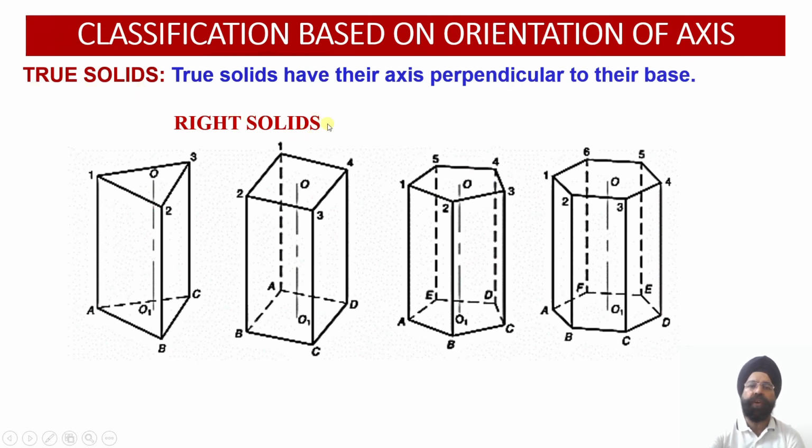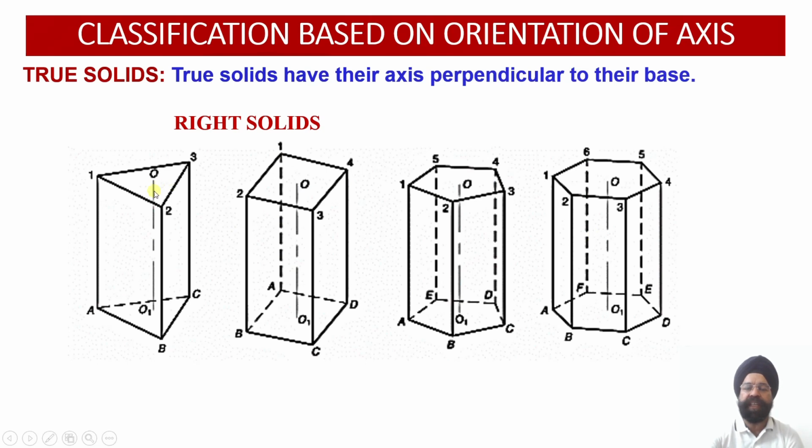A true solid or a right solid is one which has its axis perpendicular to its base. Here you can see a number of prisms shown, in which we can observe that in every case the axis of the solid is perpendicular to the base. So we can say that all these solids are resting on the ground in an upright position, that is, the axis is at an angle of 90 degrees.